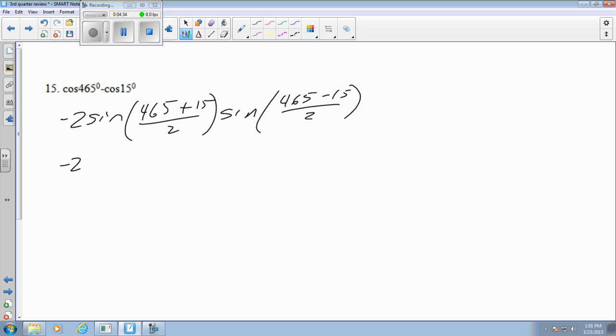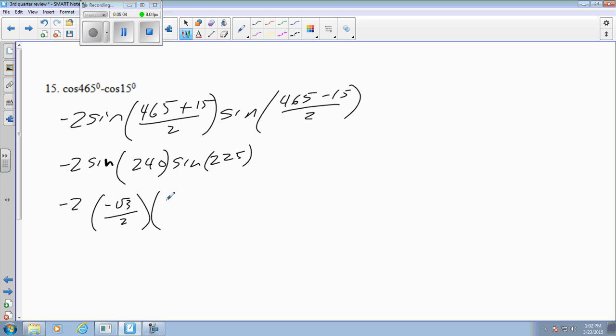Let's do some simplifying before I substitute in. I get 480 divided by 2 gives me 240 times the sine of 450 divided by 2, which is 225. Now when I go to find my sine of 240, it says negative square root of 3 over 2. And the sine of 225 gives me negative square root of 2 over 2.